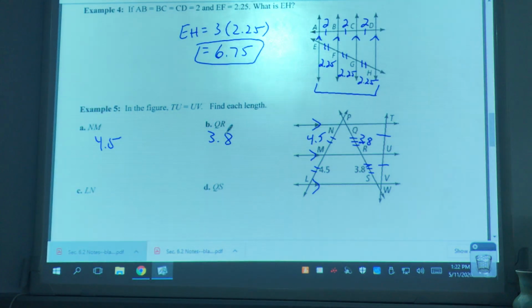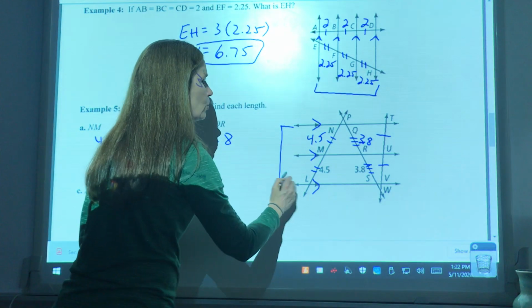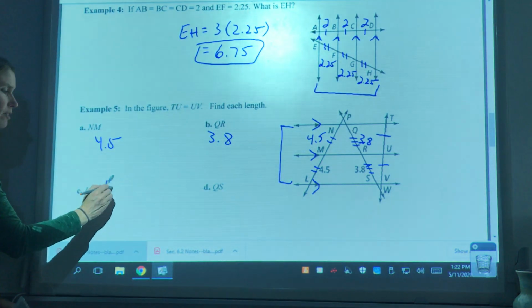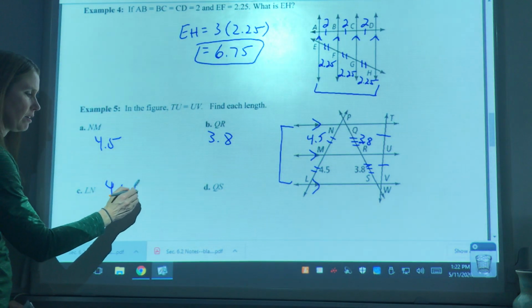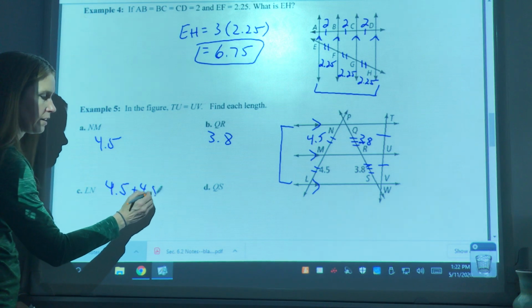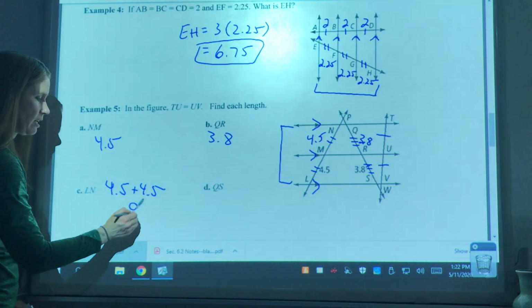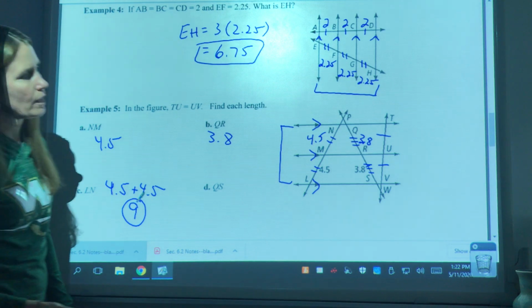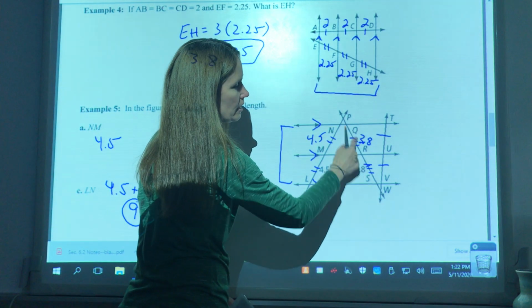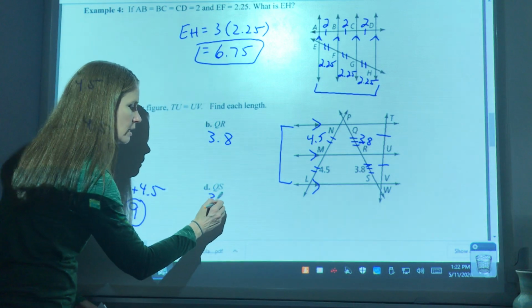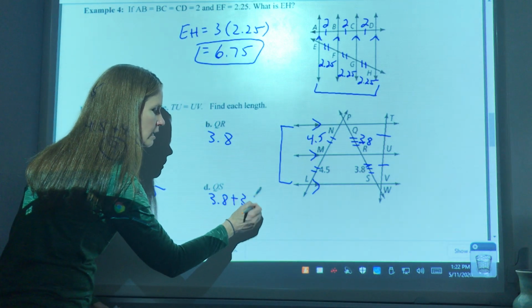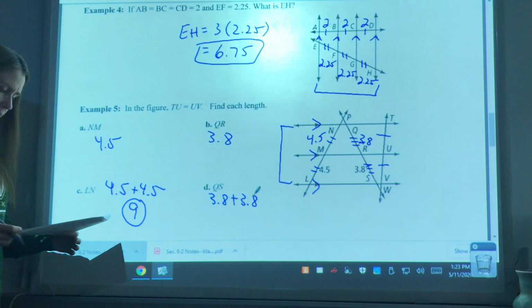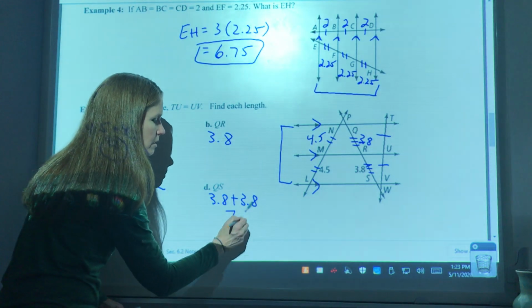The next thing it wants is LN, which is just this whole length from here to here. So I know that's just 4.5 plus 4.5, which is 9. And then the last thing it's asking for is QS from here to here. So I know that's just 3.8 plus 3.8, or I can do 2 times 3.8, and that gives me 7.6.